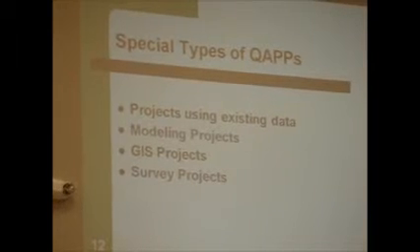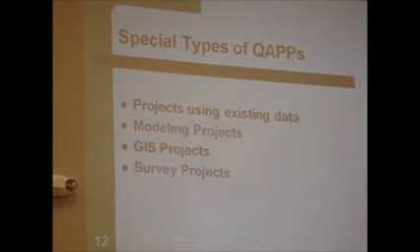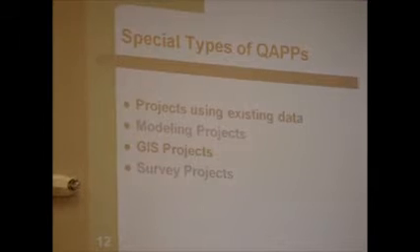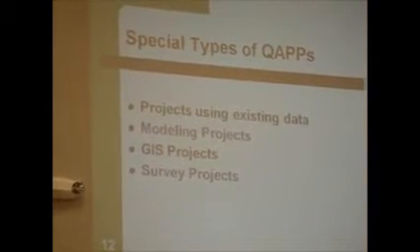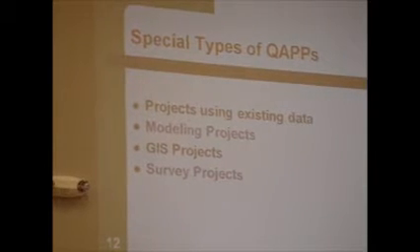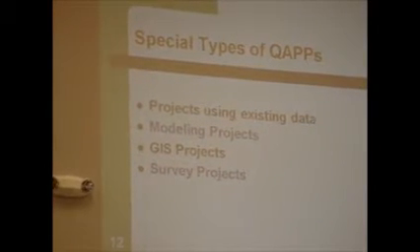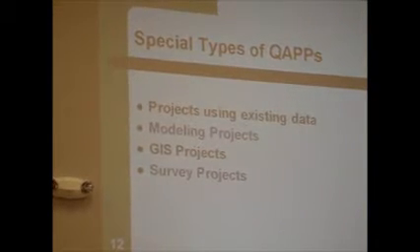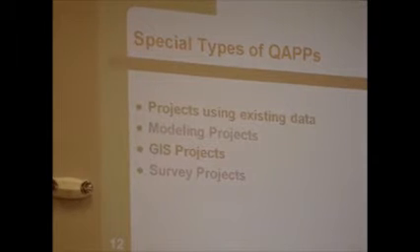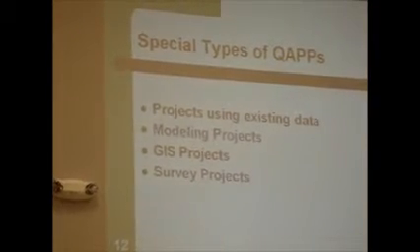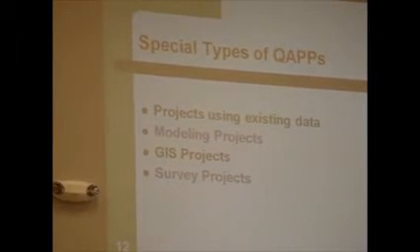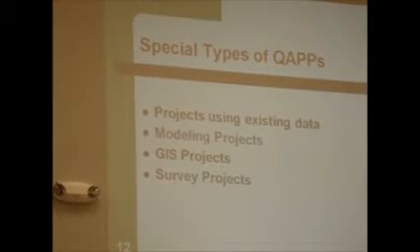There are also different kinds of QAPs now. Like I mentioned before, we have Region 2 guidance for QAPs, but there are special types of projects that our guidance isn't really geared for. Our guidance is set up primarily for traditional environmental sampling and monitoring. And these days we've got a lot of projects that are doing modeling and GIS type work and surveys and projects using existing data. So we have some other guidance available for those of you working in these types of projects. Again, the handout up here has got all the websites where you can get that specialized guidance.